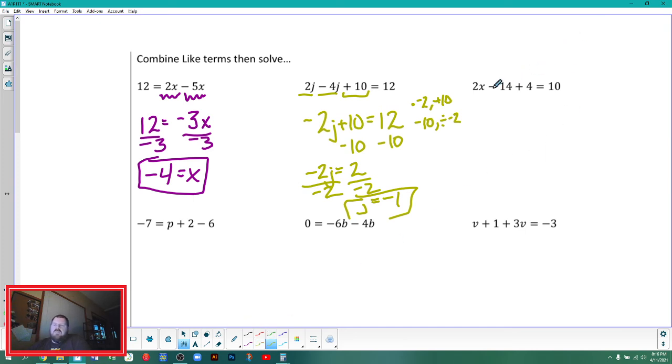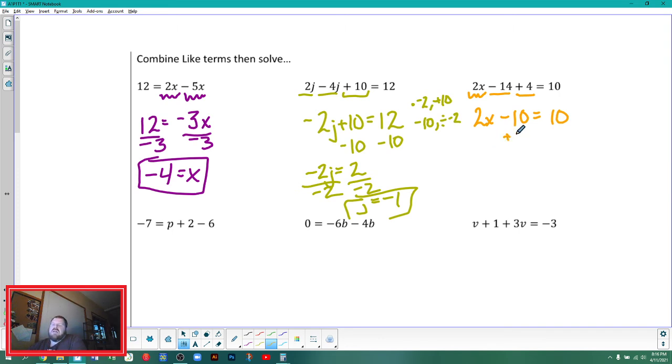Let's look at this one. I've got my 2x here, and then I've got a negative 14 and a positive 4. I should combine those first. So we've got a 2x that's going to hang out by itself, and combining those gives me negative 10 equals 10. If I look at what's happening to x, it's being multiplied by 2 and then subtracted by 10.